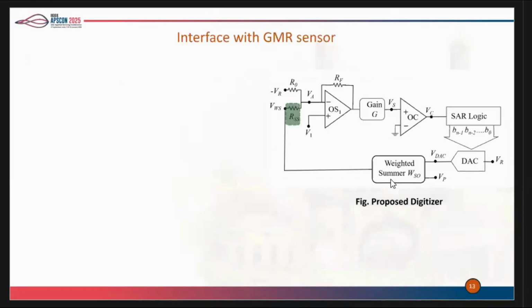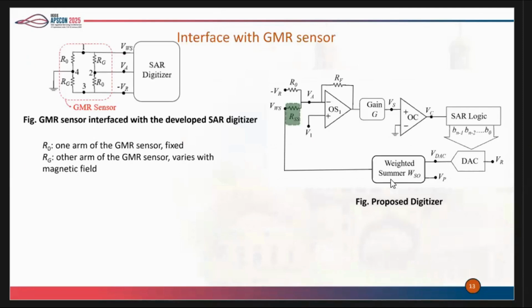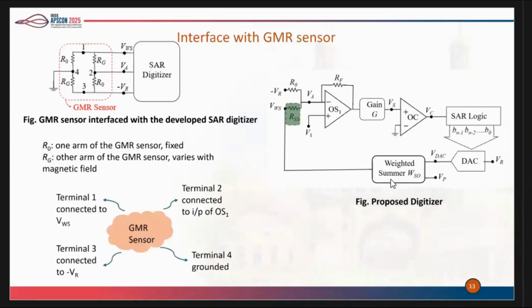We also interfaced this with a GMR sensor. A GMR sensor has four terminals. This is the diagram of the interface. In this, R0 is one arm of the resistance which is fixed, and RG is the other arm of the resistance which varies with the magnetic field.